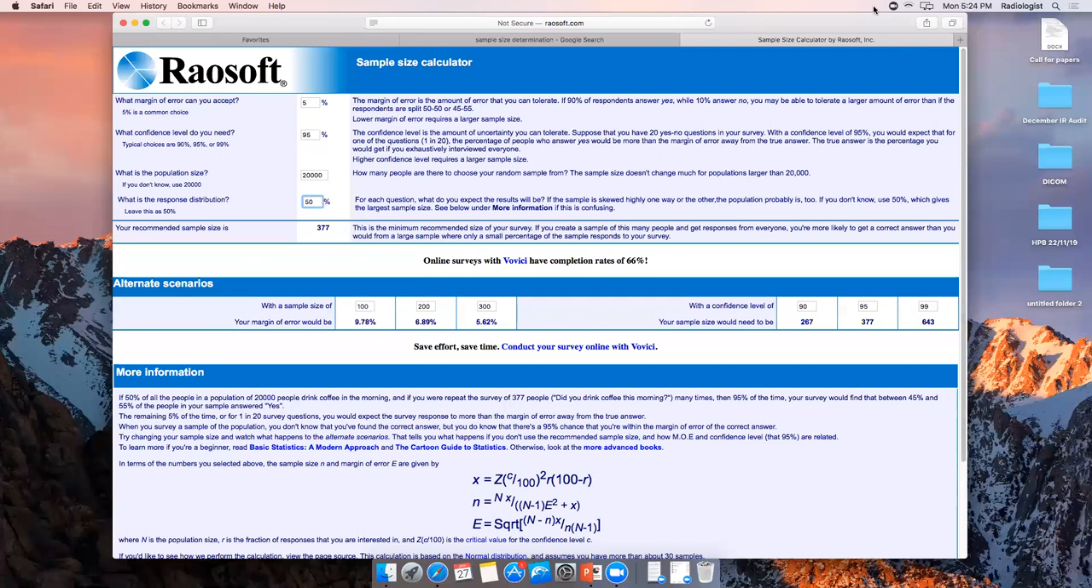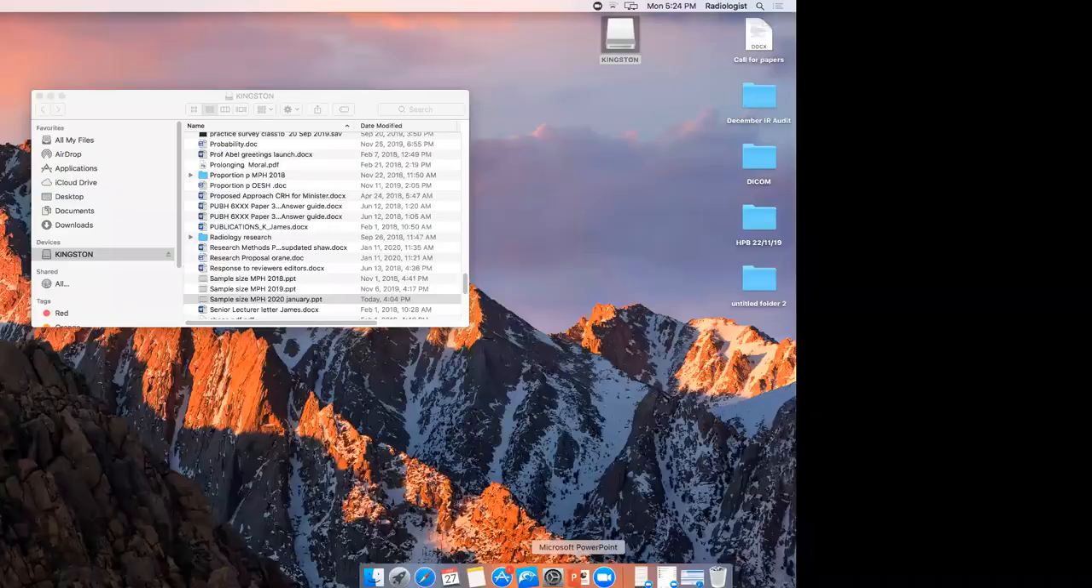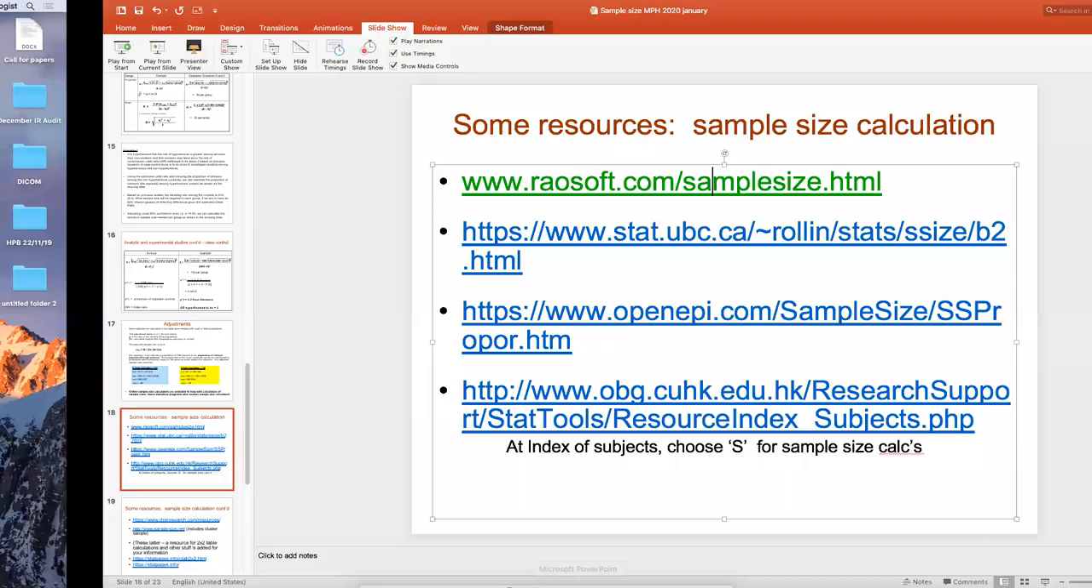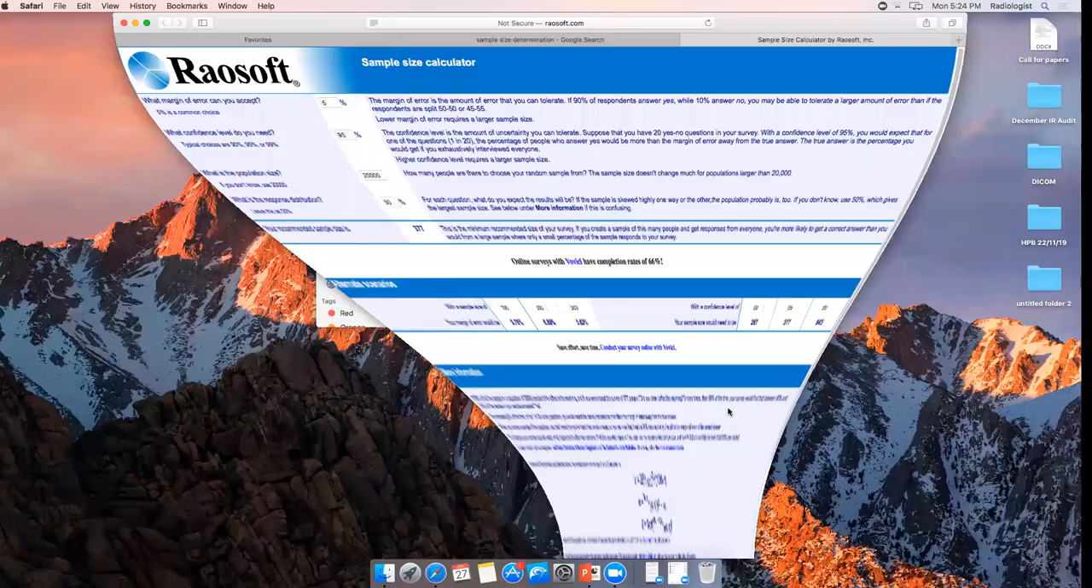And minimize. Here's my purple yellow. And then go back to my presentation PowerPoint. Just another site. Hyperlink open. This one is a site for comparing two independent samples.